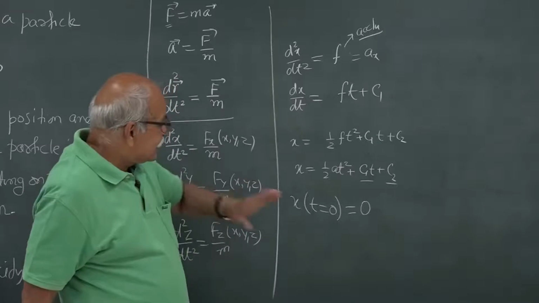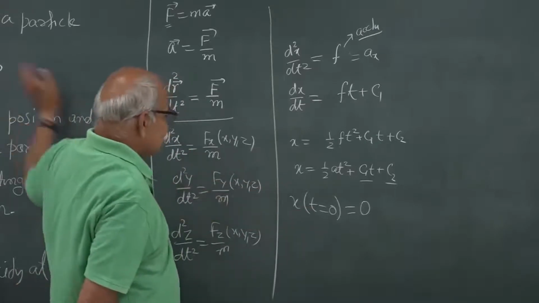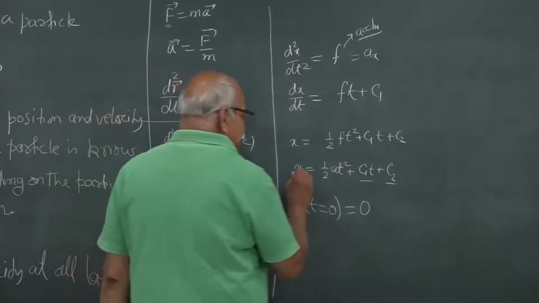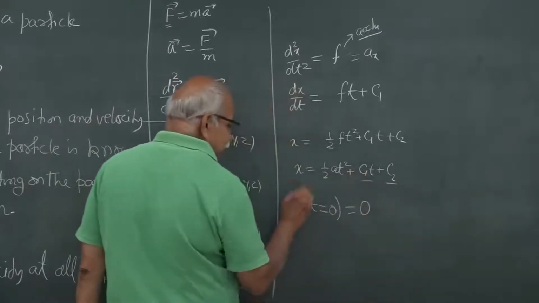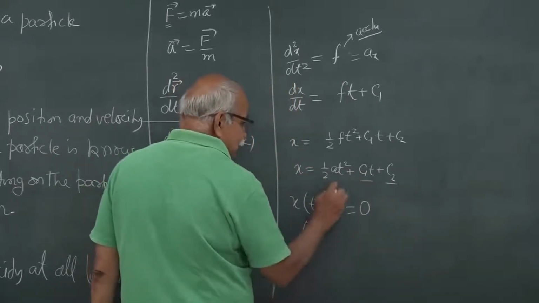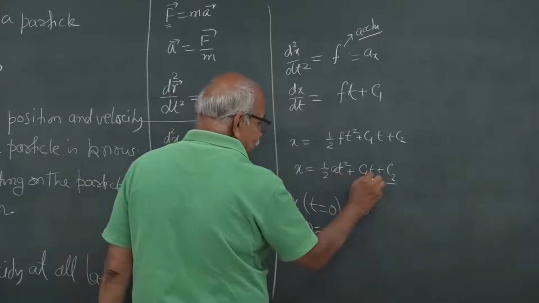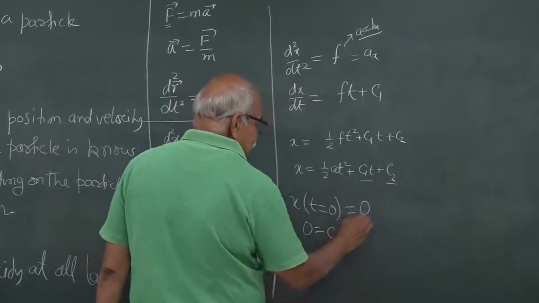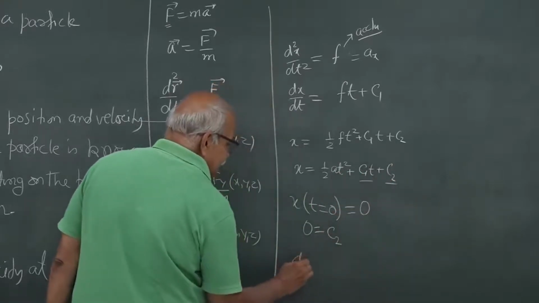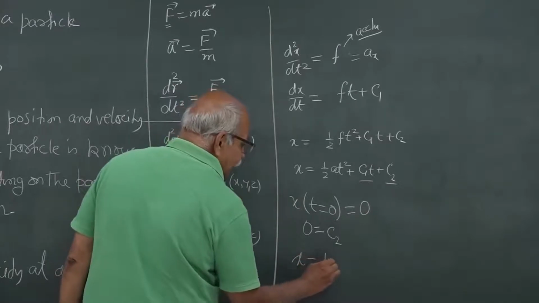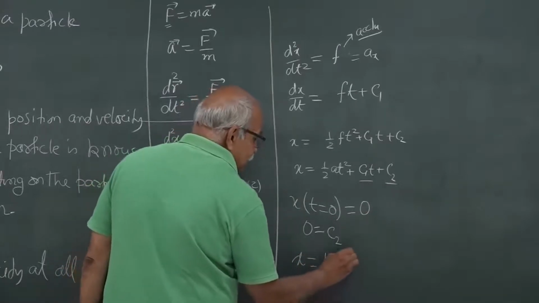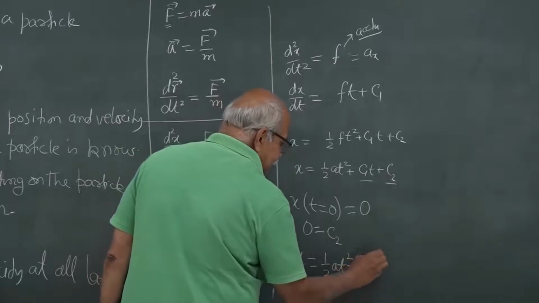So, if you have chosen this particular position at t equal to 0 to be 0, you can put it here. What do you get? 0 is equal to, at t equal to 0, this is 0, this is 0, c2. So, c2 is 0. So, you have x is equal to half a t square plus c1 t.